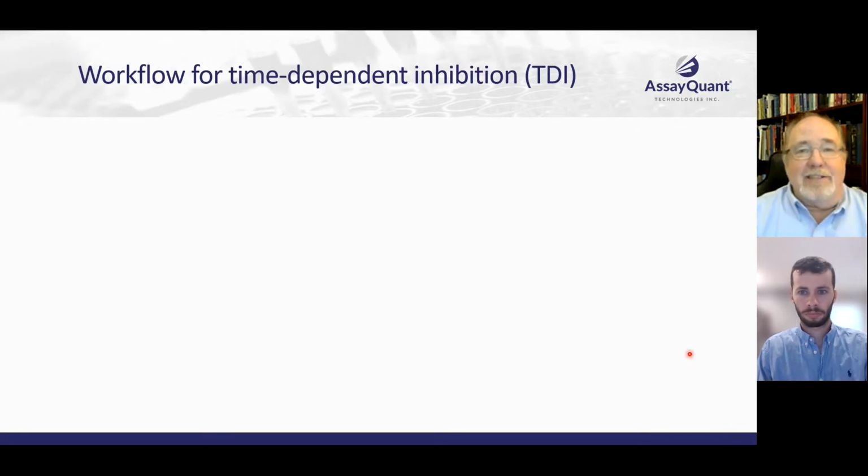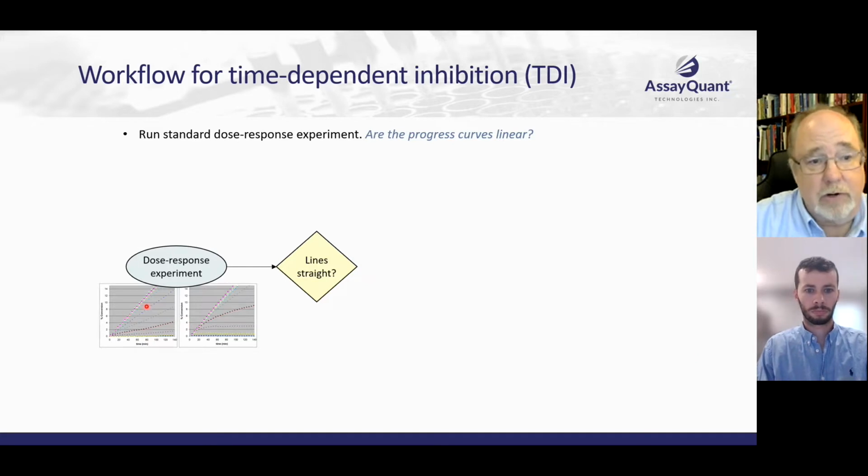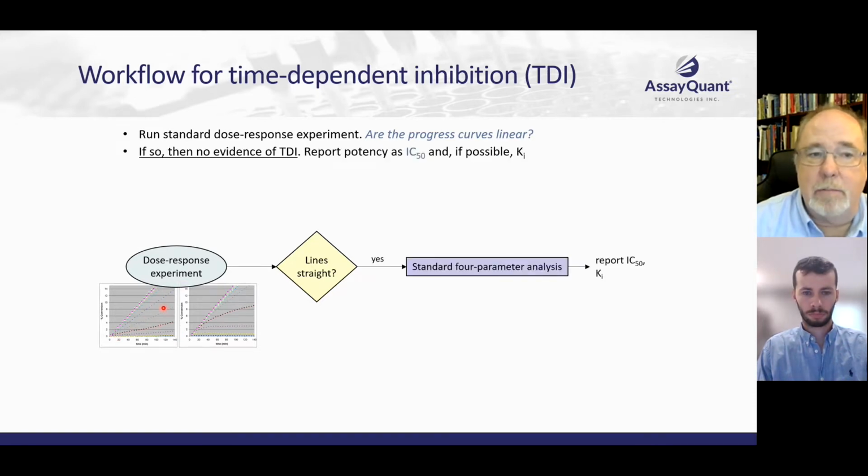So at AssayQuant, we work with inhibitors. We have a standard workflow that we go through, and I'm going to step through this slide in detail. It's something you can use in your own labs, but it's an example of what we do here. So first, we start with an inhibitor that we don't know anything about. The first thing we're going to do is just do a standard dose response experiment. And like I just showed you, here are linear progress curves, and here are curves that are keeling over. If they're linear progress curves and look like that, that suggests there's no time-dependent inhibition there.